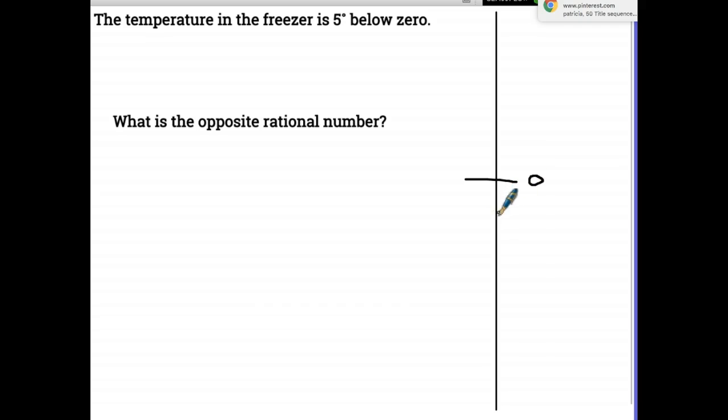Okay, this says 5 degrees below 0. So I'm going to go to 0, below 0. I know my number is going to be lower than 0. So I'm going to graph negative 5 degrees. And now, what is the opposite rational number? Opposite numbers are equidistant from 0. So if this is negative 5, my opposite number is going to be 5 above. Okay, so there is the opposite rational number for negative 5 degrees below 0.